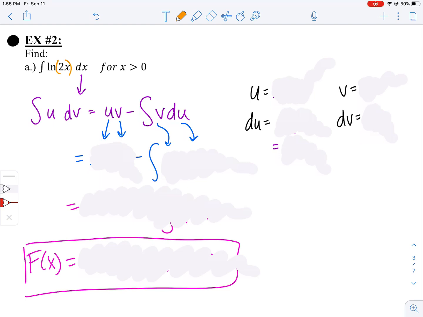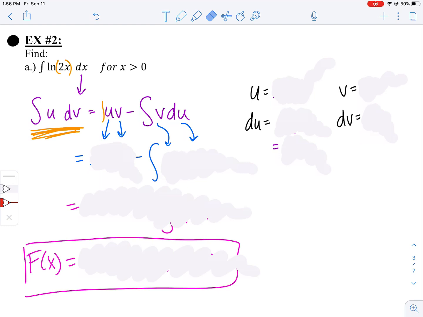So if I can figure out what u is, and then I could use the rest of it for dv, then I have this piece, which then I can use my integration by parts and my other piece to figure out what the actual answer is by doing u times v minus the integral of v times du. So our first step is to pick out our u.